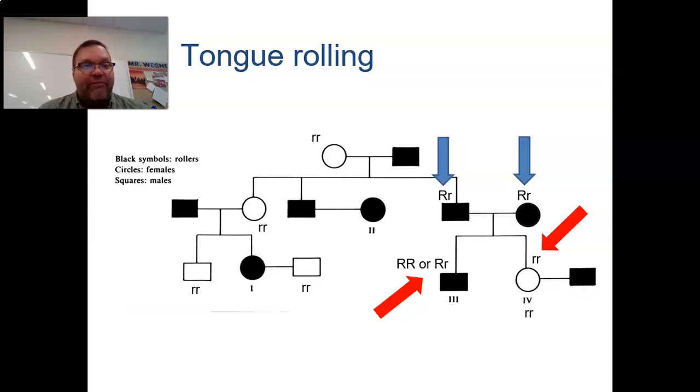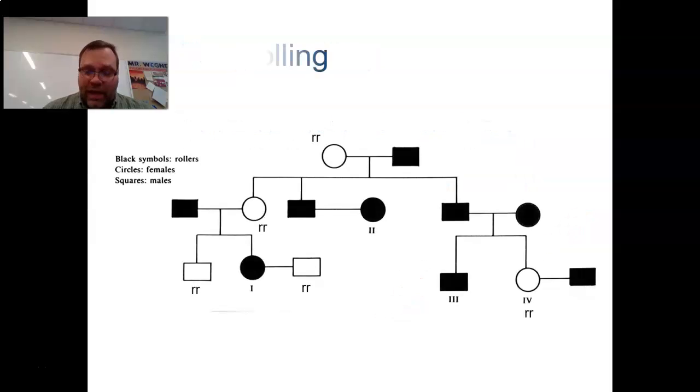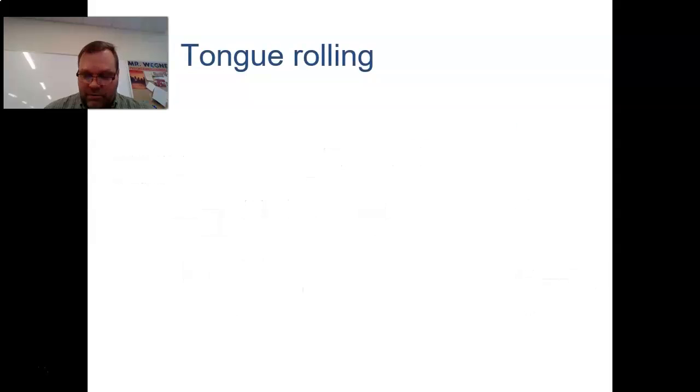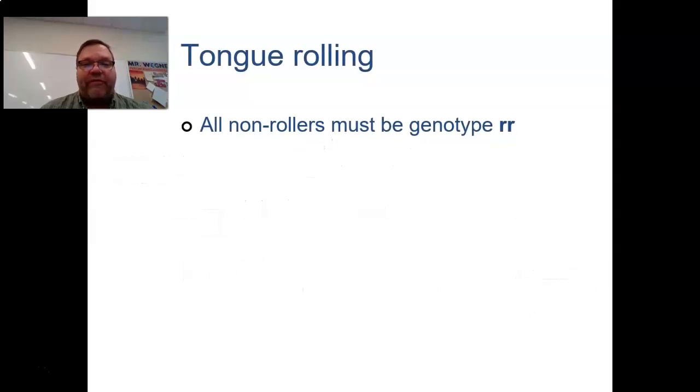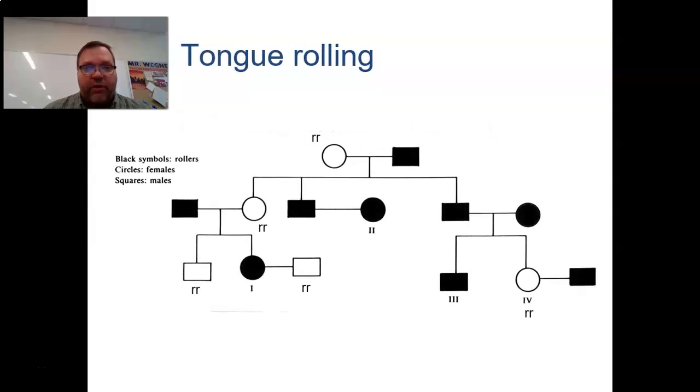So now I can go through and fill in, as we did, lowercase r for everything that's clear or not affected. So the female, the mom at the top, is lowercase r, lowercase r. In the second generation, the second individual is lowercase r, lowercase r. In the third generation, the first individual, the man, is lowercase r, lowercase r. We can fill all those in. Now, all non-rollers have to be genotype lowercase r, lowercase r. And that's what we just filled in. There they are, they're all filled in. Yep.